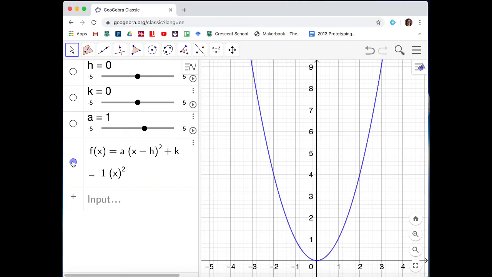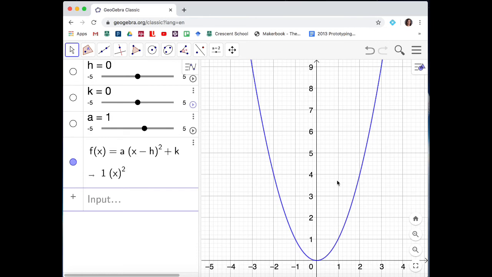I don't expect you to be perfect, but I do expect you to hit those important points, okay? So right here we have -3, 9. We have -2, 4. We have -1, 1, etc. Okay, so it should generally go through those important points. So that's one thing.